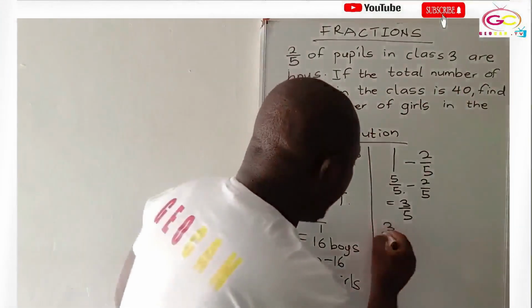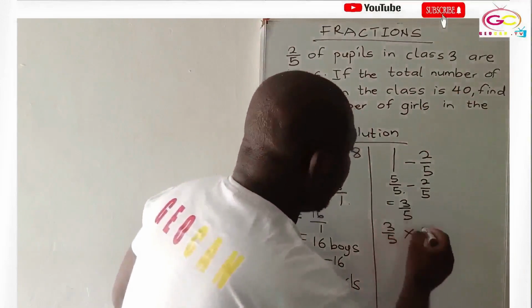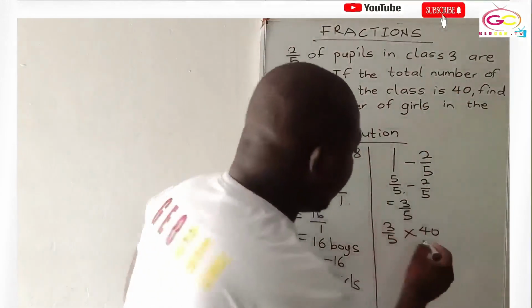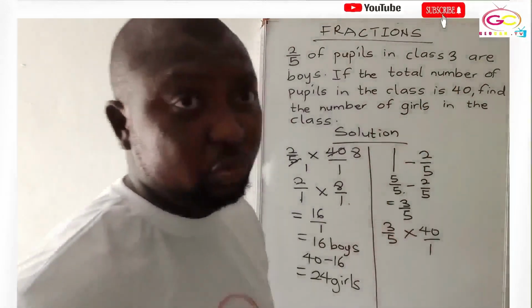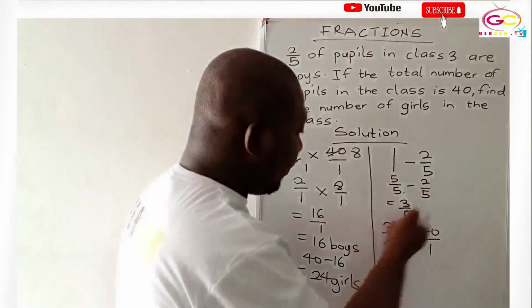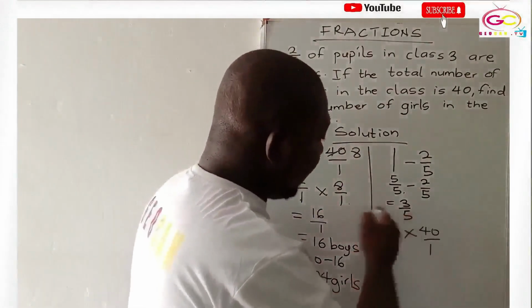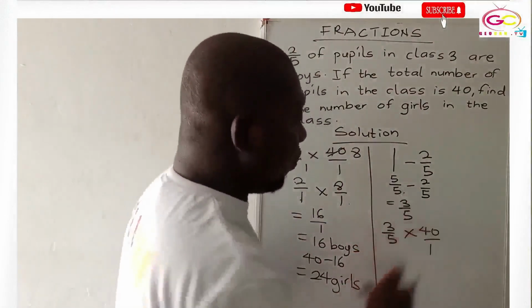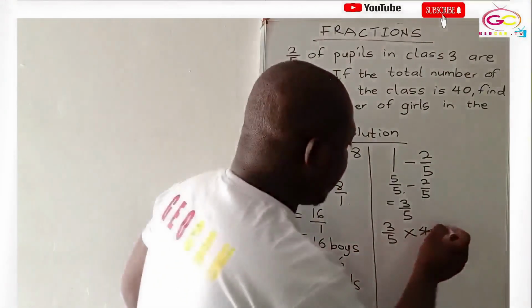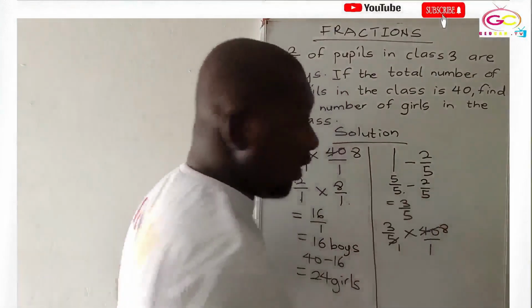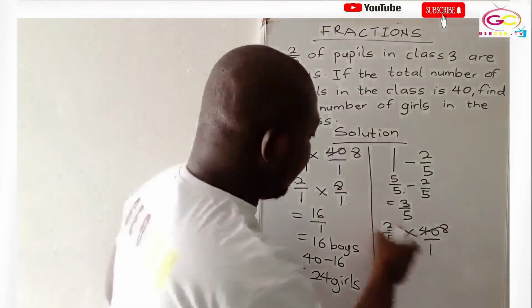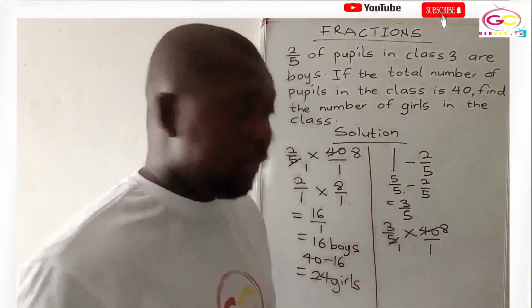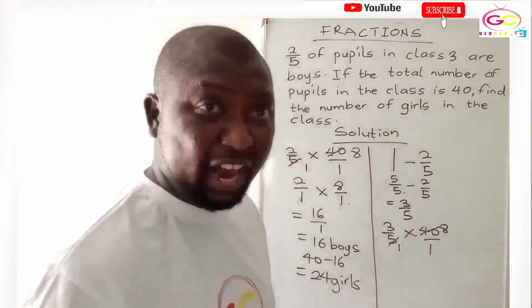So 3/5 times 40, or 40/1. Now let's do our cancellation. It could be done diagonally or vertically. So diagonally, 5 will go into 40 8 times. 5 will go into itself once. That leaves 5/5. Can we cancel again? No, we cannot cancel again, right?